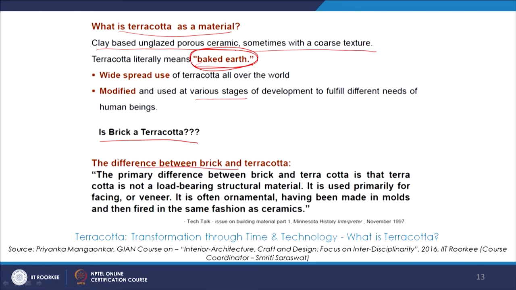The primary difference between brick and terracotta is that terracotta is not a load bearing structural material, which of course we saw in the overview, and also we will see in the following slides that it is now used as a structural material. It is used primarily for facing or veneer. It is often ornamental, having been made in molds and then fired in the same fashion as ceramics. So this is how originally we differentiated between brick and terracotta.